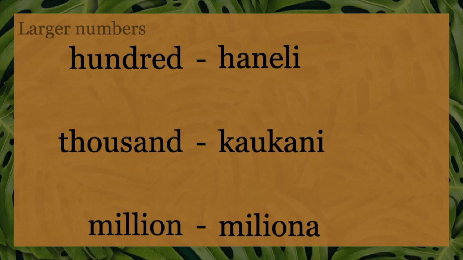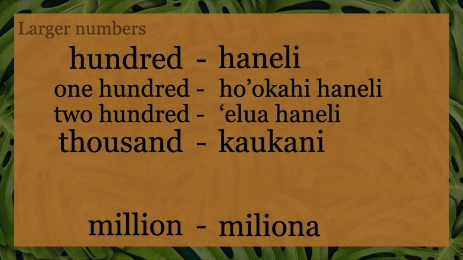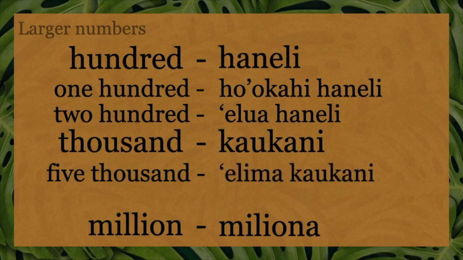And you would say how many hundreds, right? We say 100, ho'okahi haneli. And sorry, my okina is actually reversed there. Ho'okahi haneli, because you're quantifying how many hundreds there are. There's 1, so that's why we use ho'okahi. 200, elua haneli. Again, we're quantifying, so we use elua, not lua haneli. And 1,000, similarly, 5,000, you're quantifying how many thousands, so e lima kaukani.